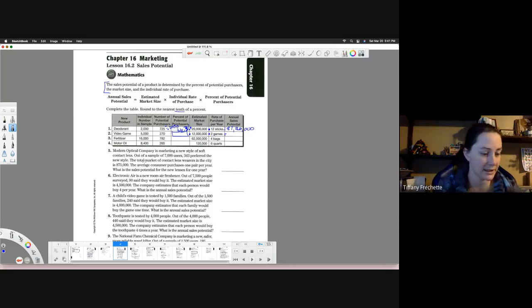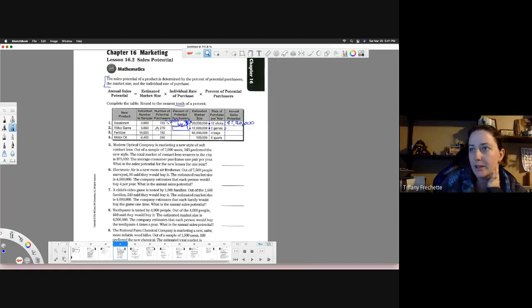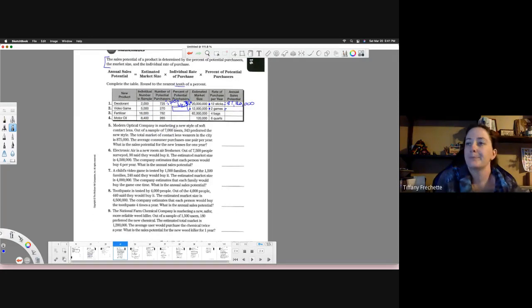All right, let's go ahead and take a look down here below. Really, I'm just going to look at the first one. They're all pretty much the same. Once you get through this first one, you just kind of have to watch out for wording and what it is they're asking you, how many items they're saying they would purchase. So Modern Optical Company is marketing a new style of soft contact lenses. Out of a sample 700 users, 343 preferred the new style. The total market of contact lens wearers in the city is 875,000. The average consumer purchases one pair per year.